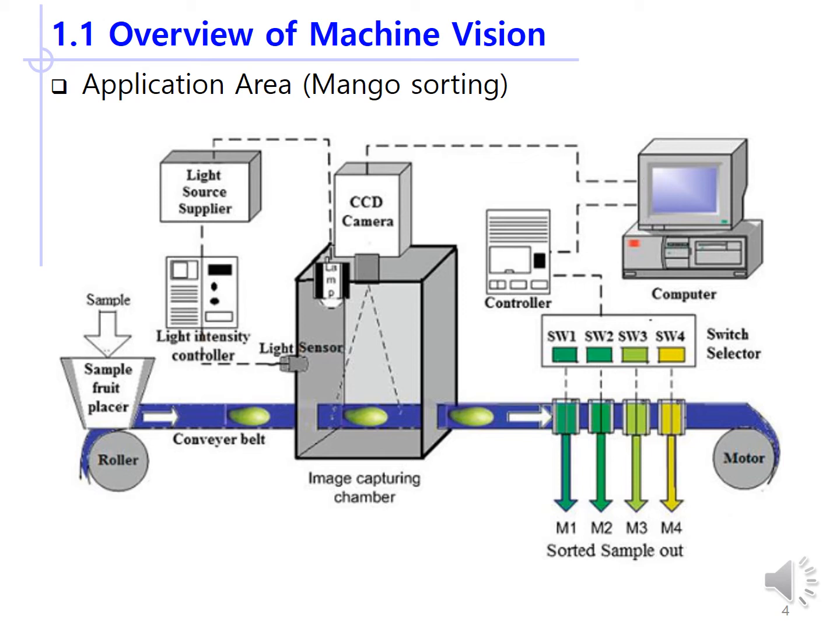The image of the mango is sent to the computer and analyzed by object recognition or object classification software. Finally, one of the 4 groups is assigned and a signal is sent to the switch controller to open the corresponding switch. Then the mango is sorted.